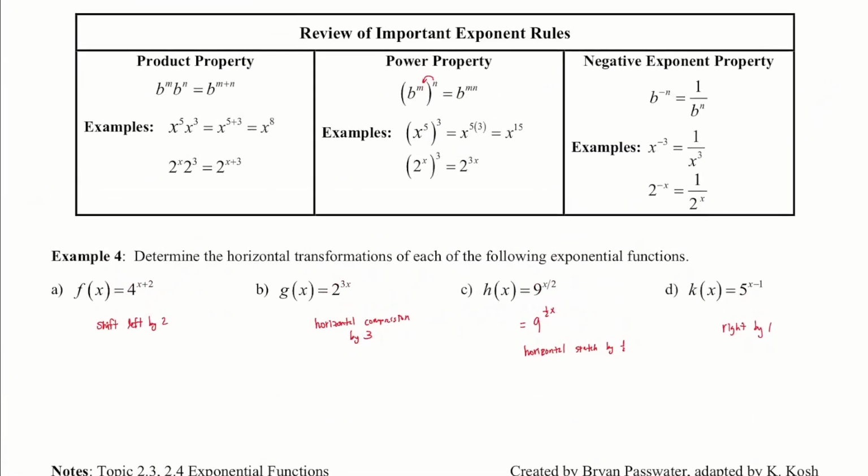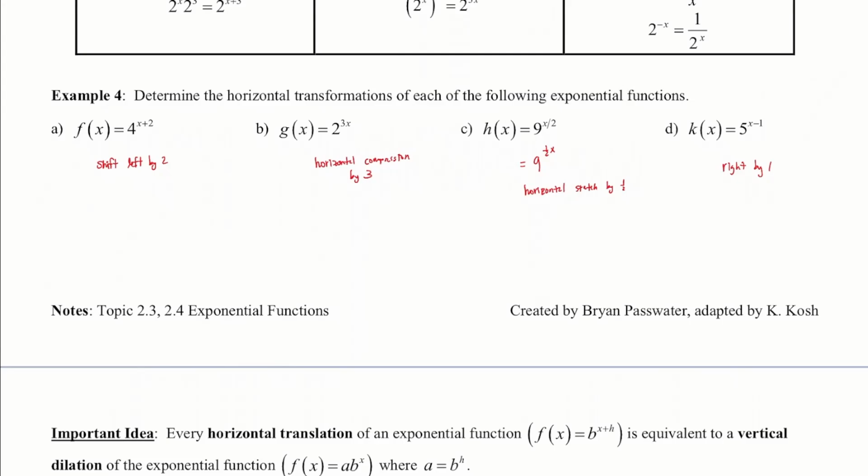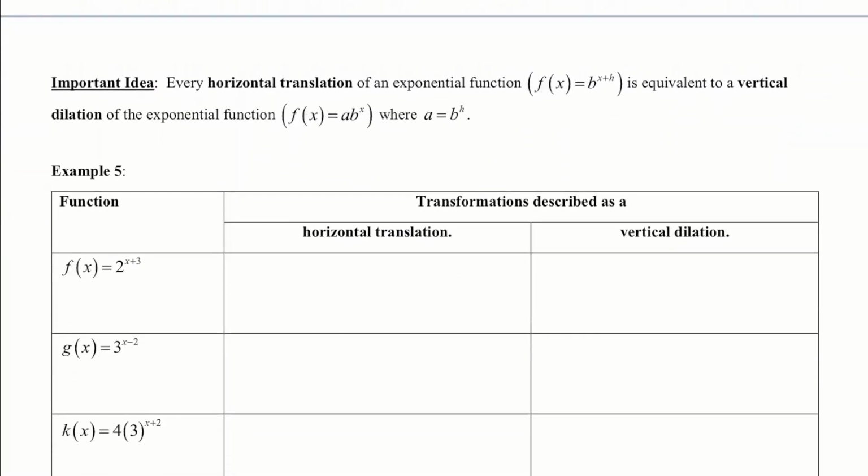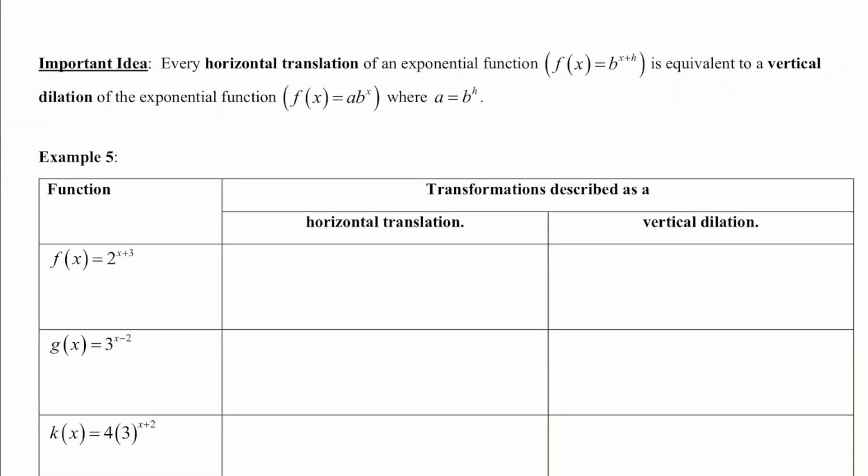All right, let's move on. So covering those rules and now seeing these horizontal transformations, we have an inference that we can make, an important idea. Every horizontal translation of the exponential function f of x equals b to the x plus h is equivalent to a vertical dilation of the exponential function f of x equals a times b to the power of x, where a is equal to b to the power of h. What they're saying is that if I have a shift left or shift right transformation, it is the same thing as a vertical stretch or compression. And we can prove that this is true with these few examples.